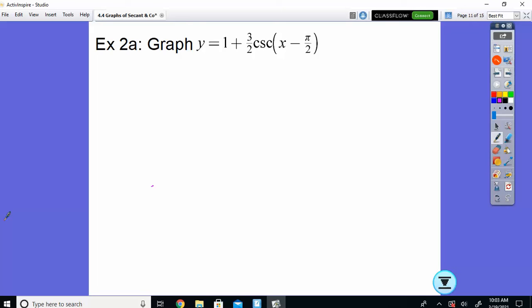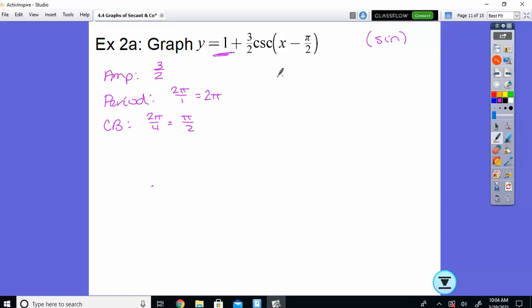1 plus 3 halves cosecant of x minus pi over 2. So what function am I thinking about when I graph this? Sine. What is the amplitude? 3 halves. Period. 1. No, wait. 2 pi over 1, which is 2 pi. Count by. Pi over 2. Period divided by 4, so pi over 2.